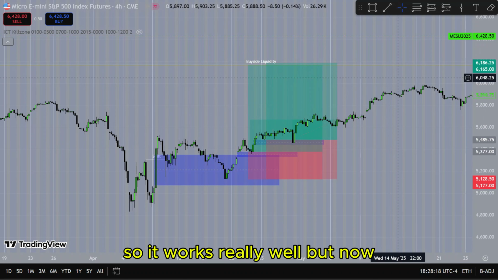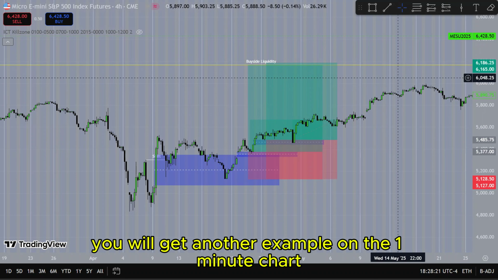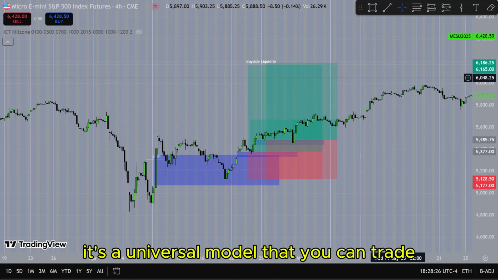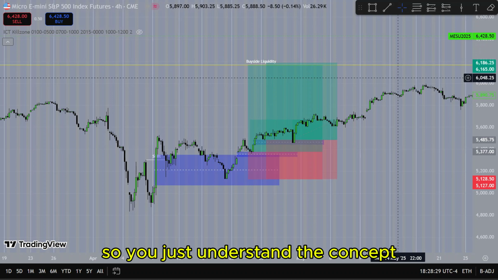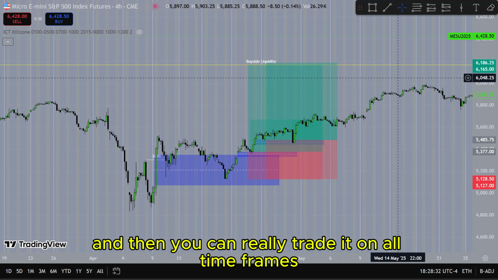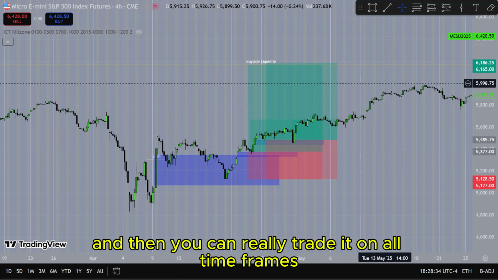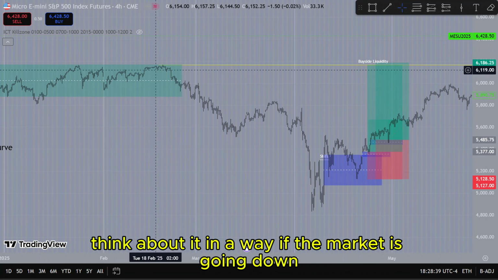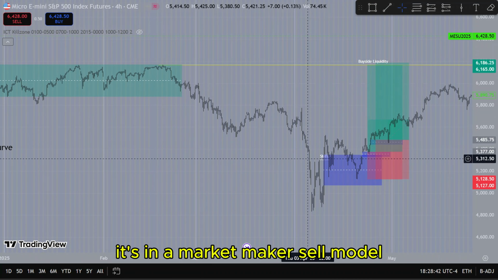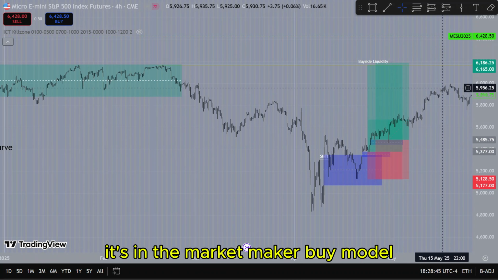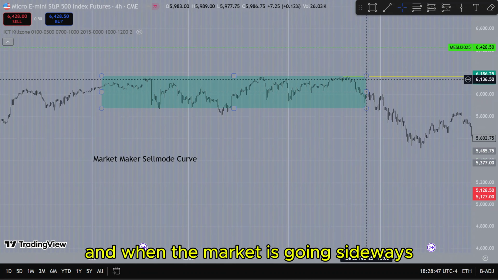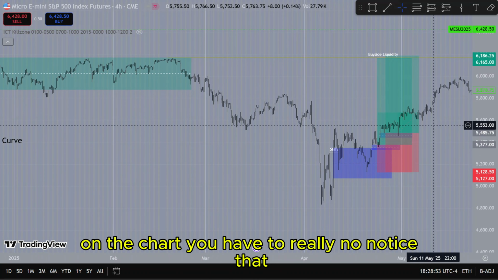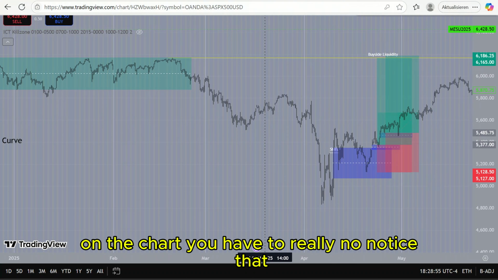But now you will get another example on the 1-minute chart, because it works on every time frame. It's a universal model that you can trade, so you just understand the concept, and then you can really trade it on all time frames, because every market movement is a market maker model. Think about it in a way: if the market is going down, it's in a market maker sell model. If the market is going up, it's in a market maker buy model. And when the market is going sideways, it's just in a consolidation. So these three market movements are always happening on the chart. You have to really notice that.